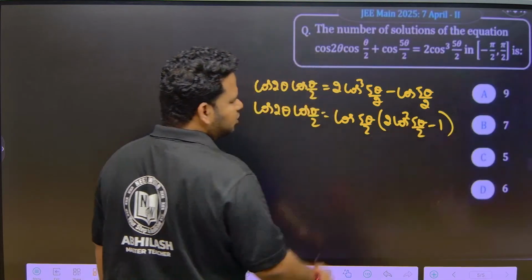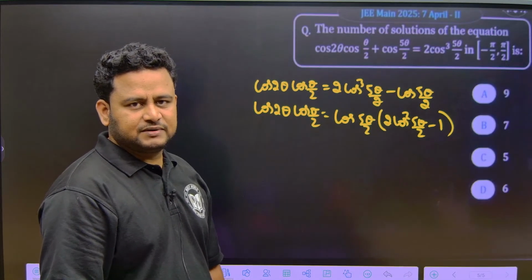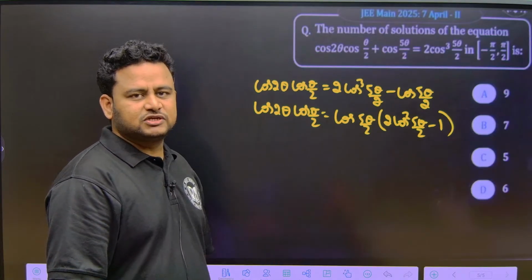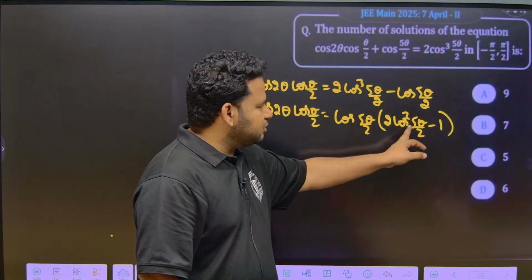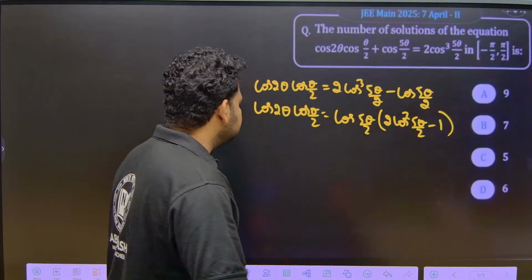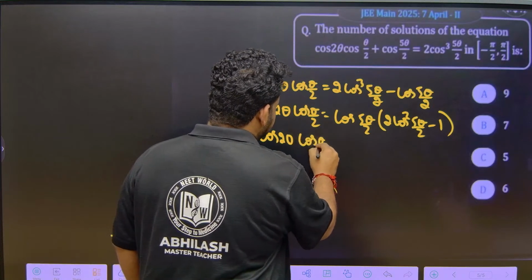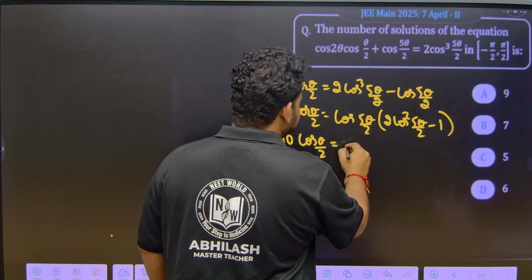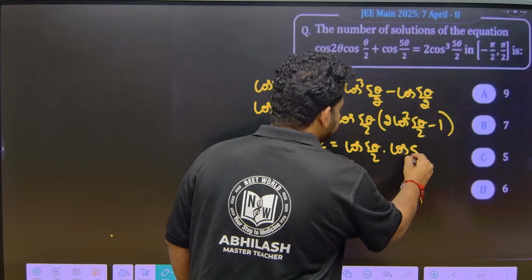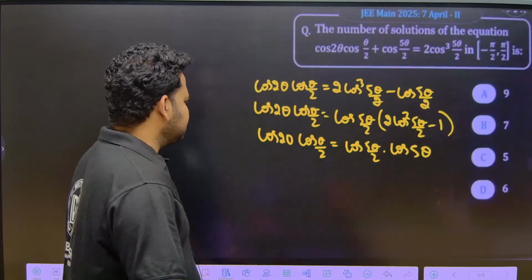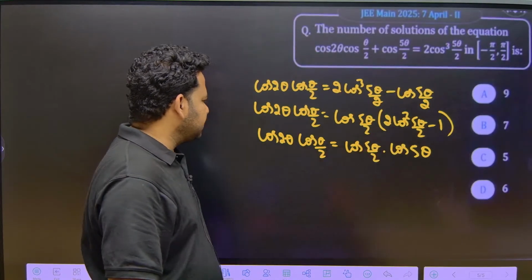This is nothing but 2 cos² of 5θ/2 minus 1. 2 cos²θ minus 1 is nothing but equal to cos 2θ. So, cos 2 of 5θ/2, the 2 and 2 get cancelled, I will get cos 5θ. So, this will be equal to cos 2θ cos θ/2 on one side, and cos 5θ/2 cos 5θ on the other. Okay, this is what we have.